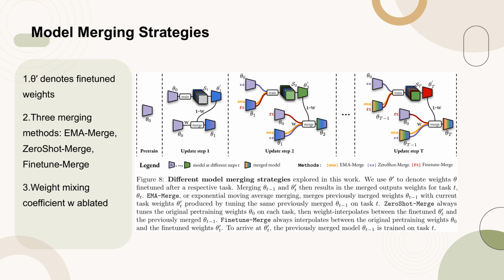Figure 8 illustrates the different model merging strategies investigated in this study. The strategies include EMA merge, which uses exponential moving average to merge weights, zero-shot merge, which tunes the original pre-training weights for each task, and fine-tune merge, which interpolates between the original and fine-tuned weights. Each method involves a weight mixing coefficient W, which is subject to ablation.